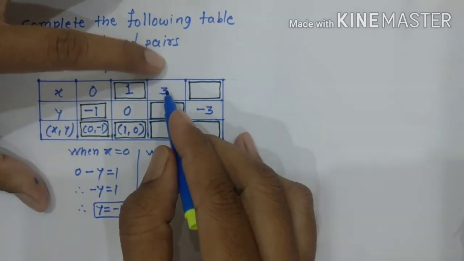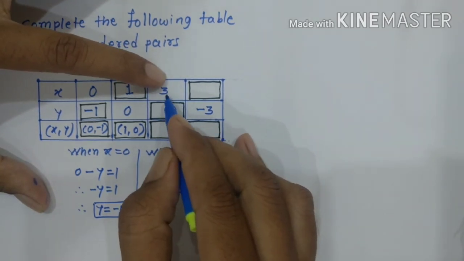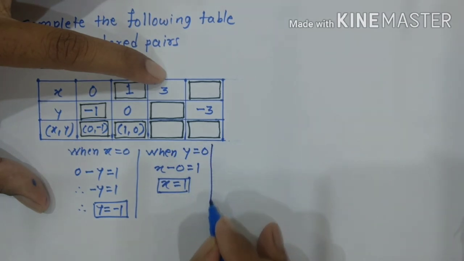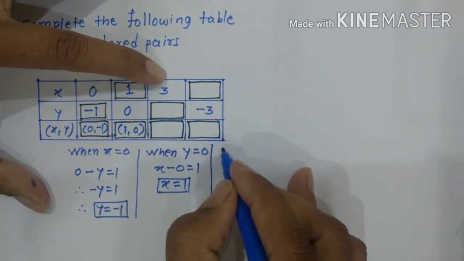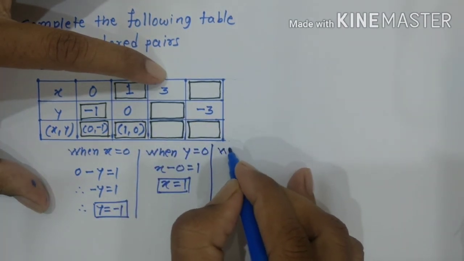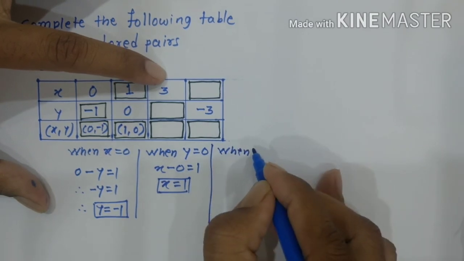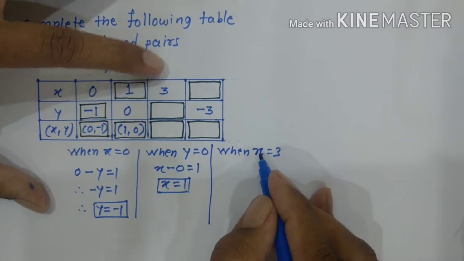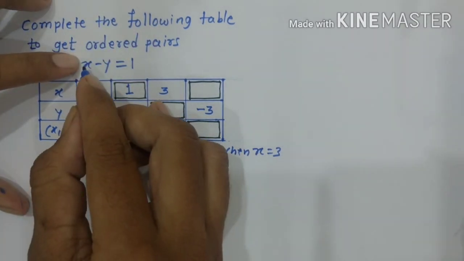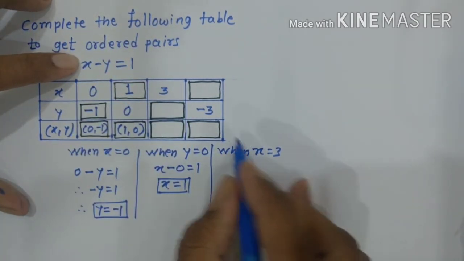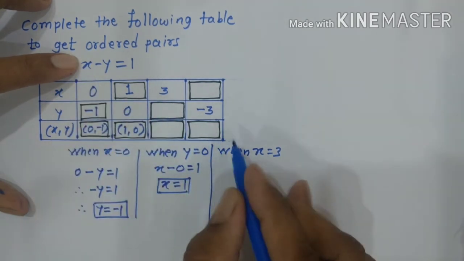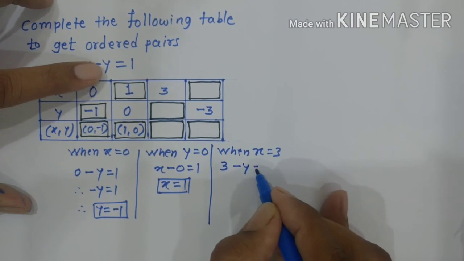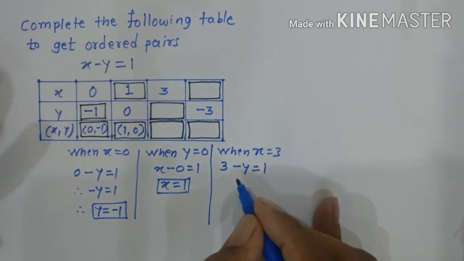Now consider the fourth column. In the fourth column, the value of x is given as 3. We have to find the value of y. Therefore, when x equal to 3, put this value of x in the given equation. The equation becomes, we write 3 in place of x. Therefore, 3 minus y equal to 1.